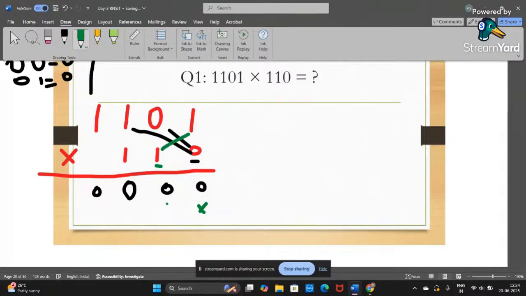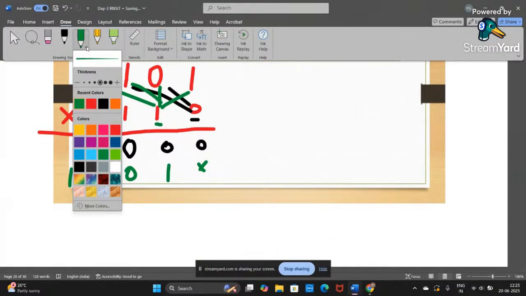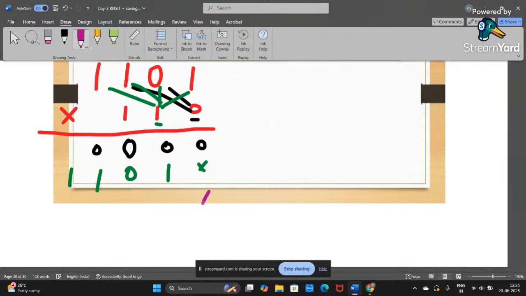So 1 into 1, it is 1. 1 into 0, it is 0. So 1 into 1, it is 1. Again 1 into 1, it is 1. Next, you have to leave two spaces. Same as decimal multiplication. First, you left one space. Here, you have to leave two spaces. Now, we have to multiply with this number.